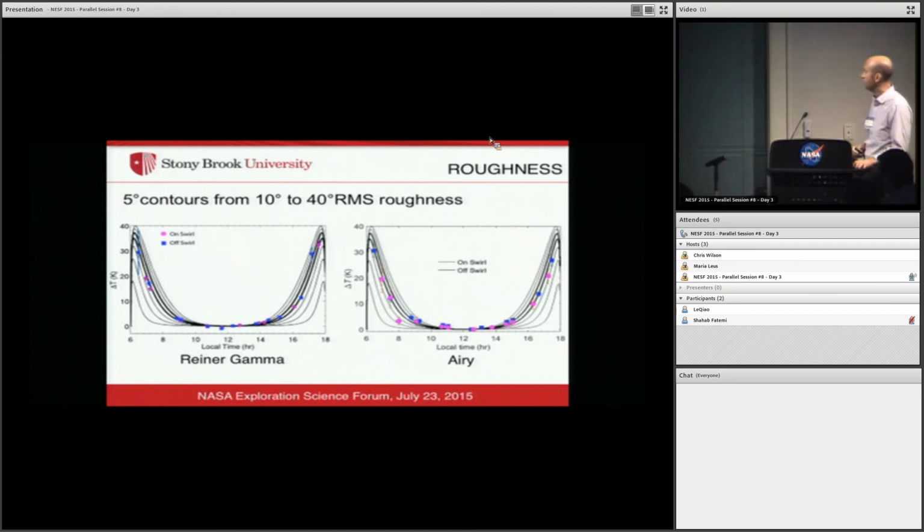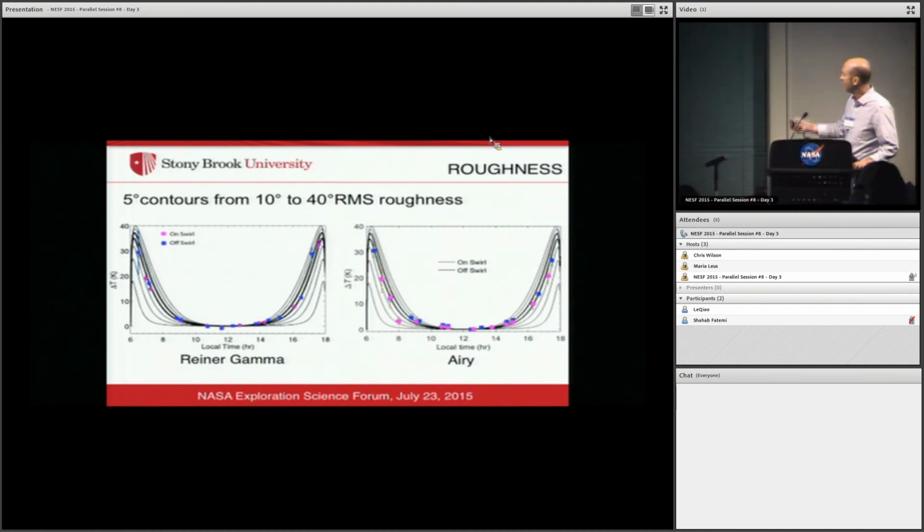So here are data for 2 swirls. Reiner Gamma we showed in our paper earlier this year. Airy, we just processed this data. What you're looking at is the change in temperature between band 3 in Diviner and band 6, which is at much longer wavelengths. So we're measuring essentially surface anisothermality. And this anisothermality is highly correlated to surface roughness, RMS surface roughness.